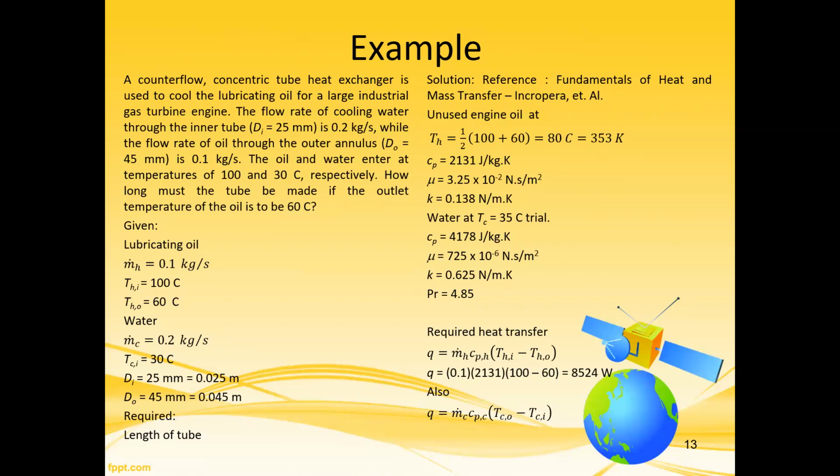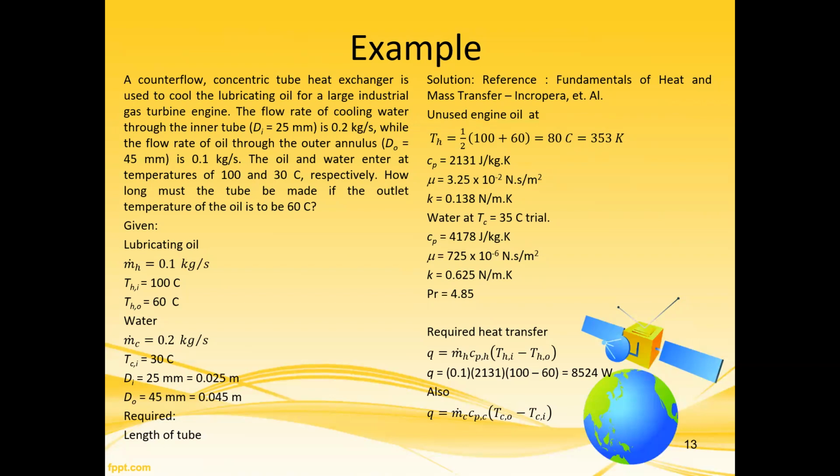Given lubricating oil, m_h is 0.1 kilogram per second, because this is the hot side. T_hi is 100 C, T_ho is 60 C, the outlet temperature. Water is the cold side, with m_c equal to 0.2 kilogram per second, T_ci is 30 C. D_i is 25 mm or 0.025 meters. D_o is equal to 45 mm or 0.045 meters. Required is the length of the tube.